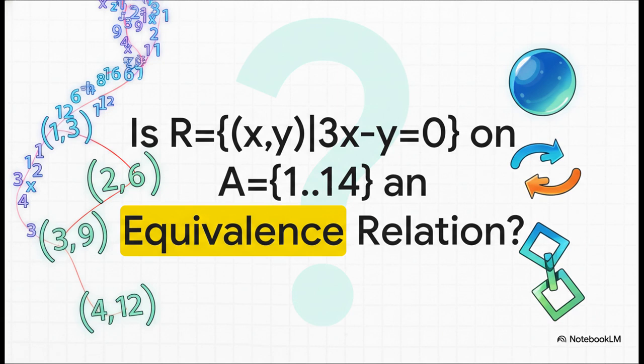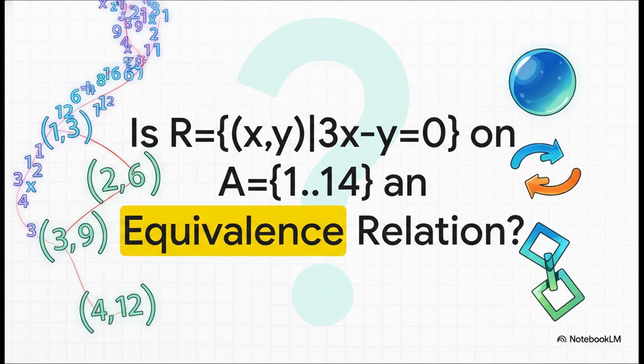Well, if x is 1, y is 3. If x is 2, y is 6. If x is 3, y is 9. And if x is 4, y is 12. And that's it, because if x is 5, y would be 15, which isn't in our set. So our evidence is (1, 3), (2, 6), (3, 9), and (4, 12).